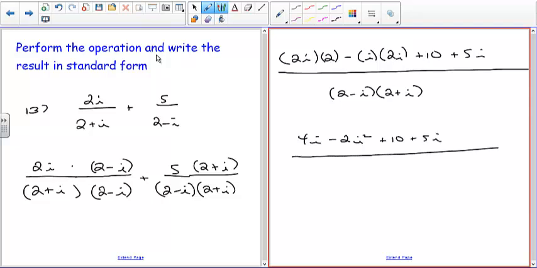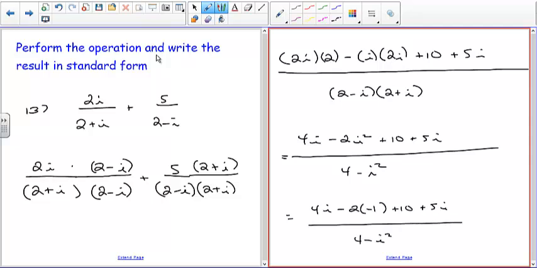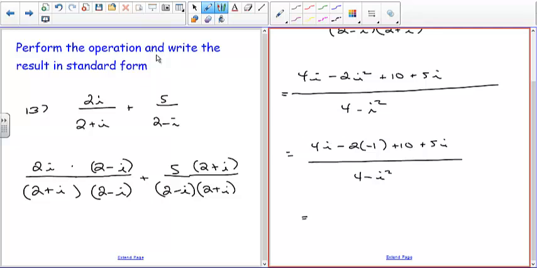And in the denominator, I can multiply this out. So I'm going to have 2 times 2, which is 4. The inner and outer cancel out. I'll have a negative sign, and I'll have i times i, which is i squared. Now in the numerator, I can combine the, well, let's change i squared to negative 1. Okay, negative 1 times negative 2 is positive 2.